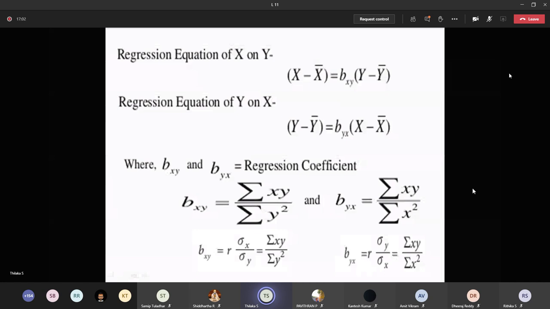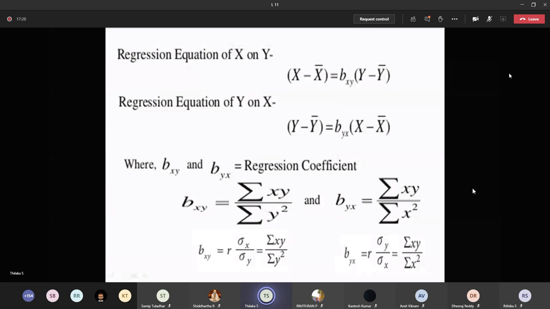Okay, so regression equation of x on y and y on x. In the first case, the x on y equation, x is the dependent variable and y is the independent variable, and in the second case, y is the dependent variable and x is the independent variable.